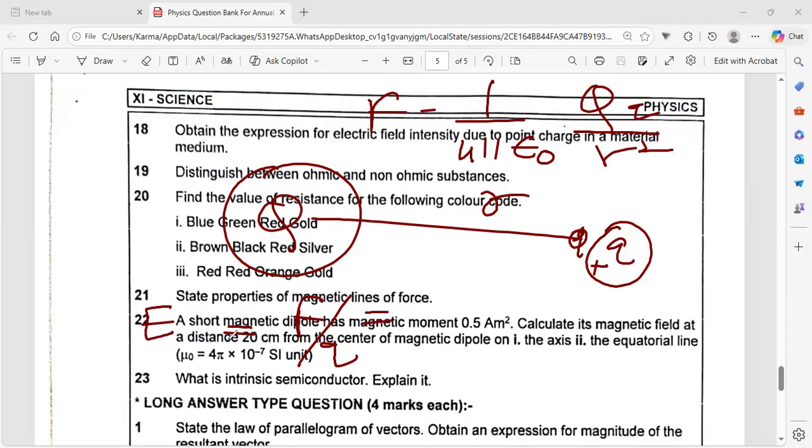So this intensity, which is force per test charge, will be given by 1 upon 4 pi epsilon 0, Q over r square. It is measured in Newton per Coulomb. It's a vector quantity. Its direction is given by the direction of the force on the test charge. If the charge of which we are measuring the intensity is positive, then the intensity moves away. The test charge is always a small positive charge.